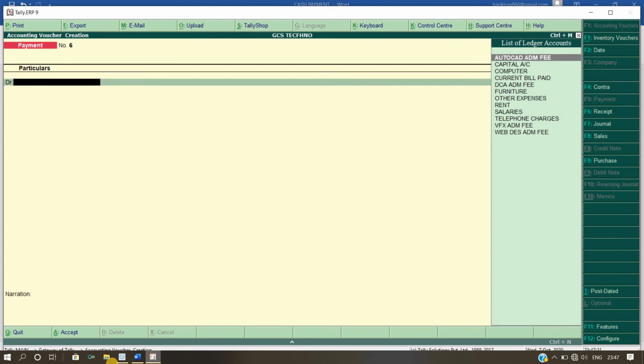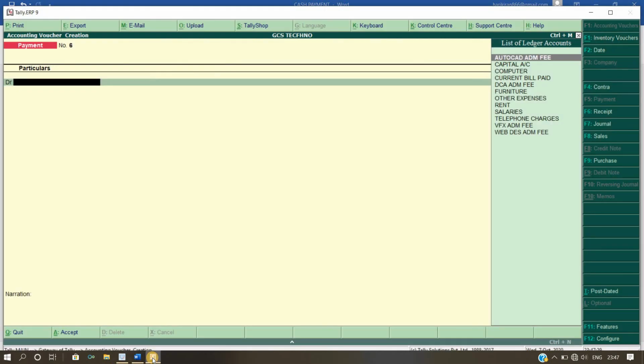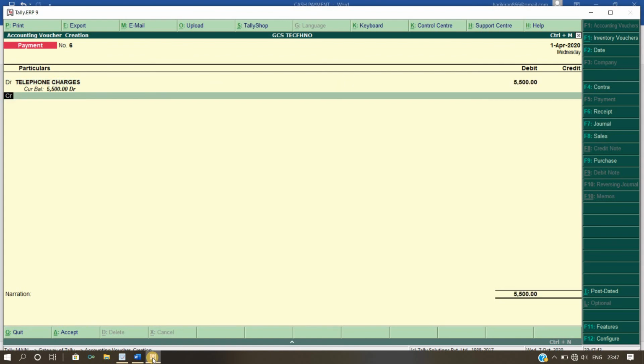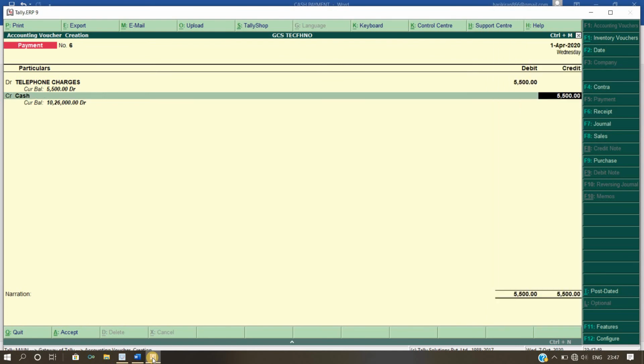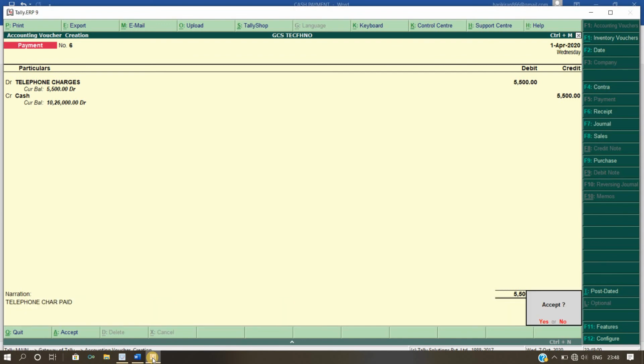And next one is telephone charges paid of amount rupees 5,500. And these all are in payment voucher only, friends. Telephone charges amount is 5,500, right? And credit we take as cash. I give here telephone charges paid. Okay, I give narration like this.